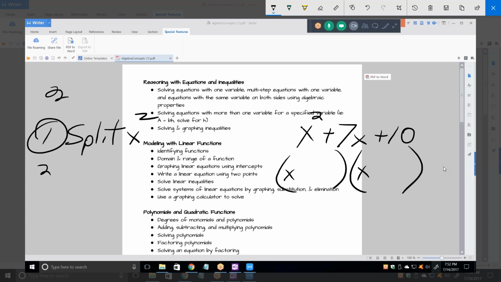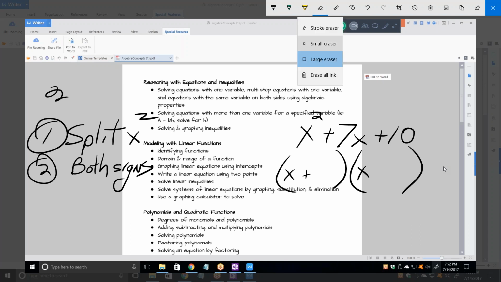Step 2. Figure out both signs. In other words, this needs to be a plus or a minus, and this needs to be a plus or a minus. Well, what do they have to be? You can actually figure it out by looking at the quadratic, what these two signs have to be.